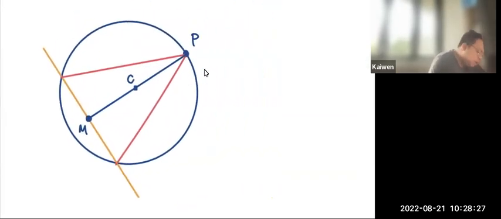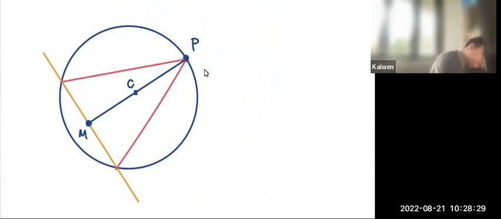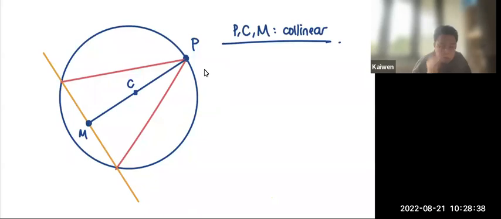So we can claim one very important thing right now. P, C, M. They are collinear. In order for point P to be at the maximum point and this triangle to be as big as possible, we need P, C, and M to be collinear, and we need this to be perpendicular. This is the only possible way to get this answer out.